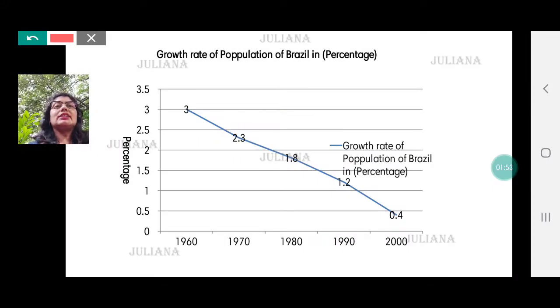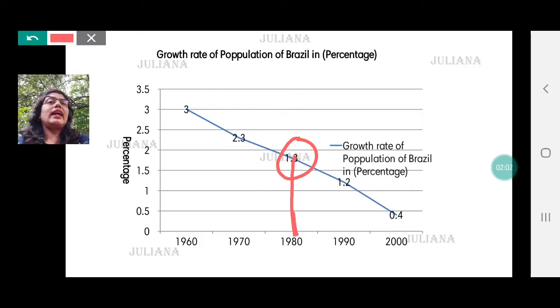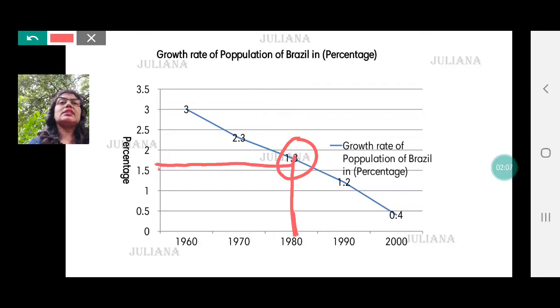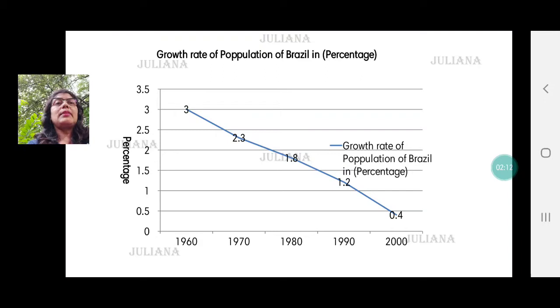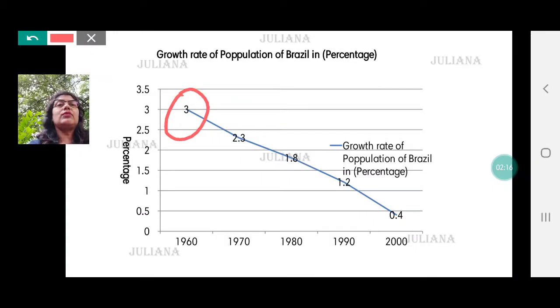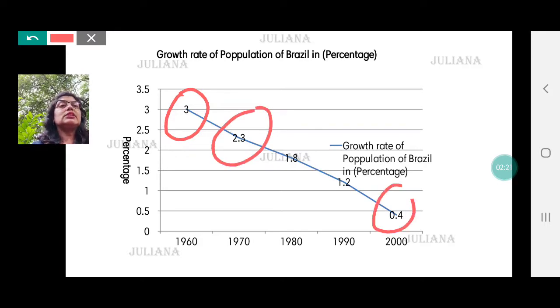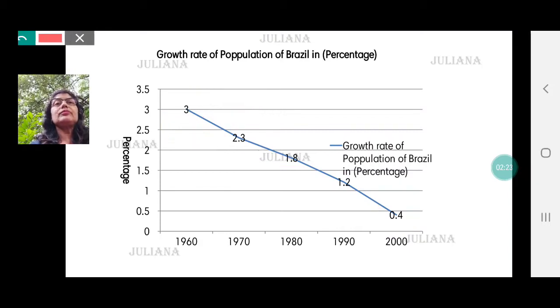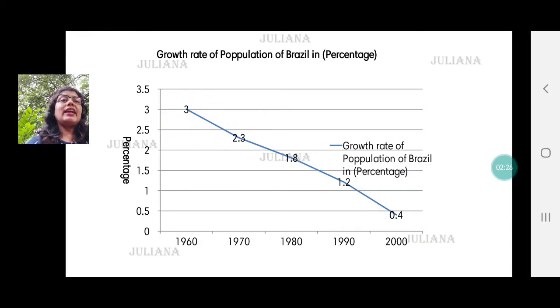For example, if we ask you what is the population of 1980, now this number will not be given to you. So you have to take a ruler, make a straight line, match it with the y-axis, and whatever is the growth rate there, here it is 1.8%. In this graph we have done, all the answers are given here, like 3% for 1960, 2.3% for 1970, for 2000 0.4%, etc.